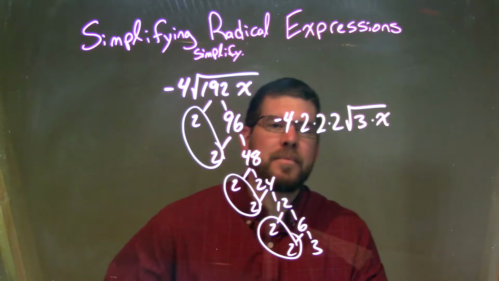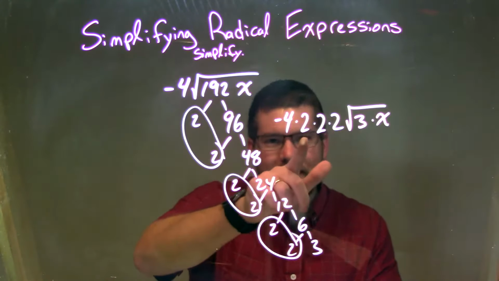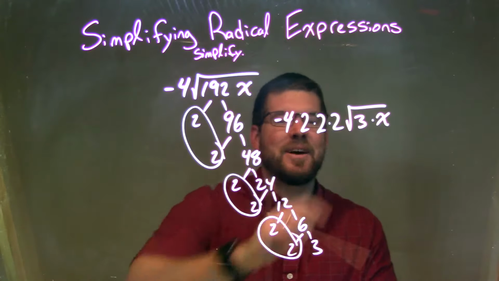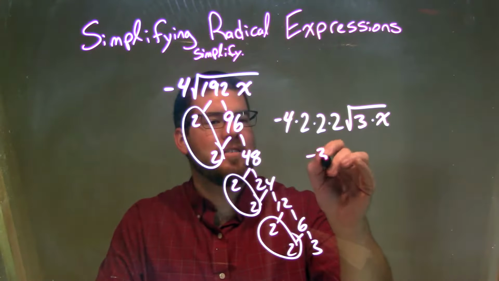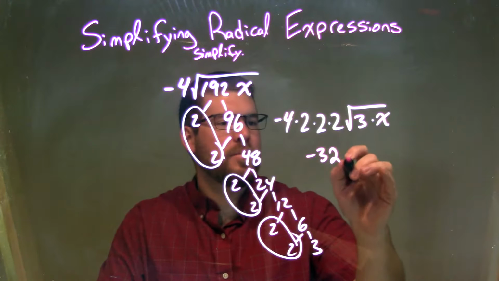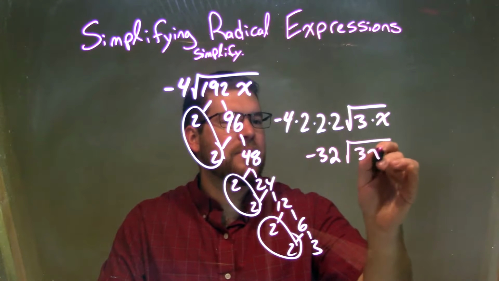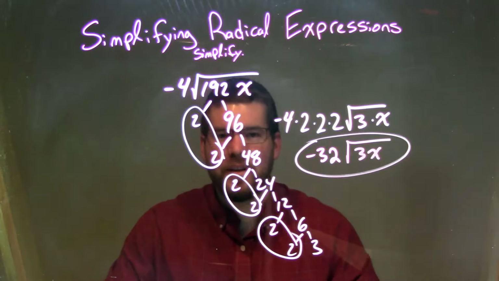So now let's simplify. 4 times 2 is 8, times 2 is 16, times 2 is 32. So we have -32 here, times the square root of 3x, and that is our final answer.